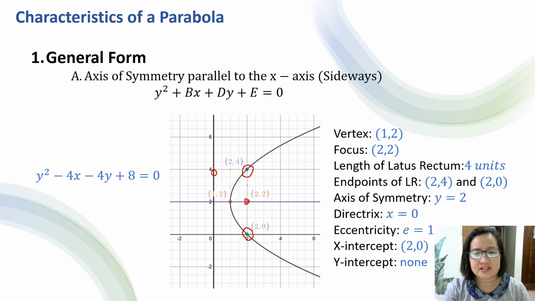Can you see a point of intersection between the y-axis and the graph? Of course, there is none. In other words, we can say that the graph has no y-intercept since it does not pass through the y-axis.